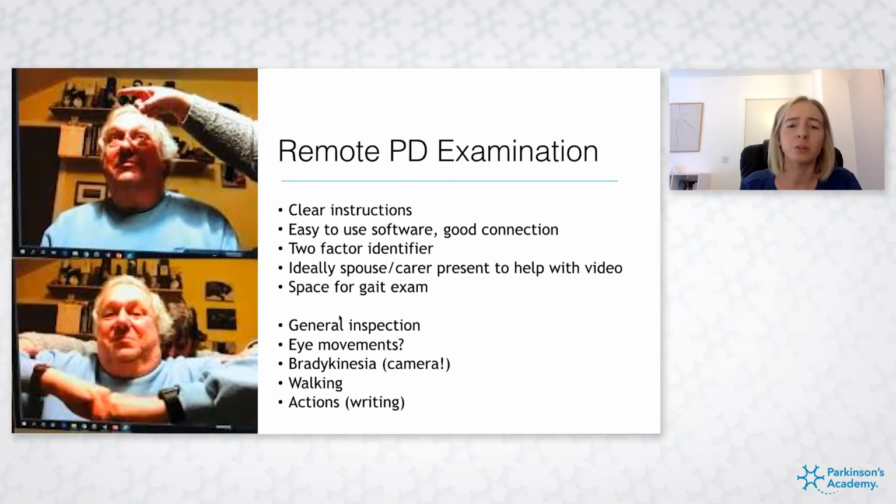Bradykinesia can easily be done virtually, but the thing is usually to make sure that the person is in shot of the camera, because they often won't be unless you prompt them about this. And I usually tell them to try and sit about a half foot further away from the screen when you start that part of the exam. You can ask them to write online. You can ask them to pour drinks to examine their tremor, again, just all the time trying to make sure that they're in shot of the camera.